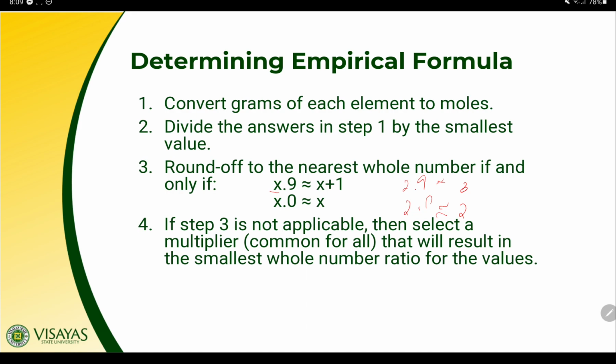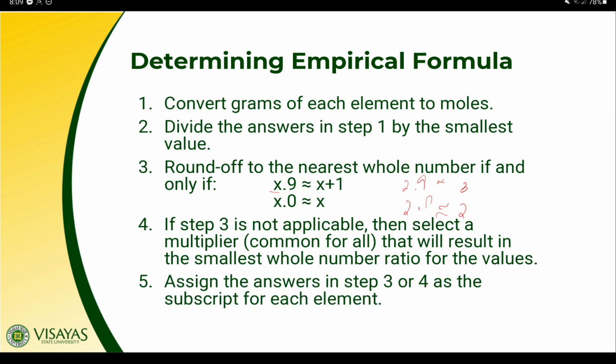If step 3 is not applicable, then we select a multiplier which is common for all that will result in the smallest whole number ratio for the values. So that will be identified later on once we solve the problem. For the last step, we assign the answers in steps 3 or 4 as the subscript for each element. So the numbers we computed in steps 3 and 4 will be the subscript of the element in the compound.